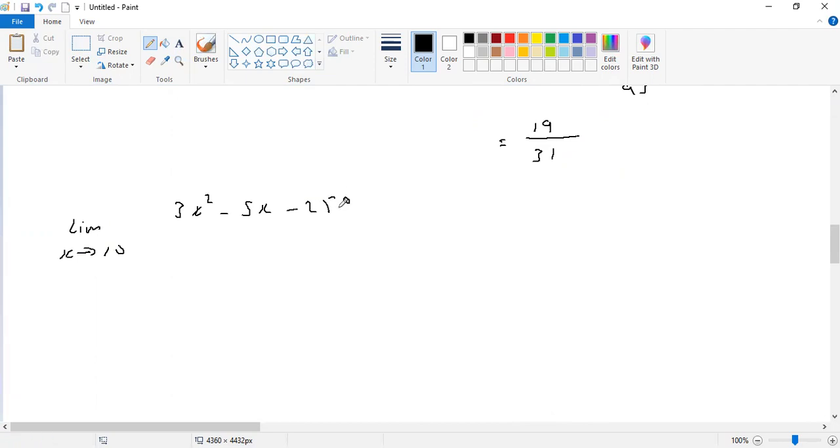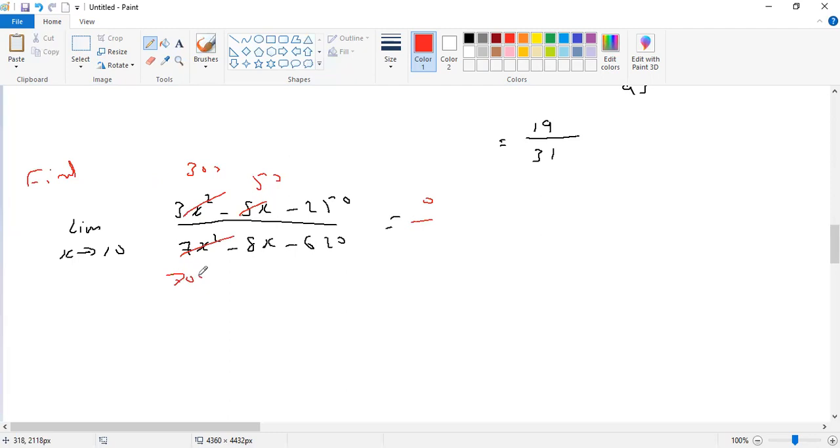x approaches 10. For example, I have 3x squared, 300, minus 5x, 50, which is 250. If I put 10, it will be 0. And for 7x squared, 700, minus 8x, which is 80, gives 620, so if I put 10 here, it will be 0. Now to find this limit: the numerator is 300 minus 50, so it will be 250 minus 250, 0. The denominator will be 700 minus 80, 620 minus 620, would also be 0.